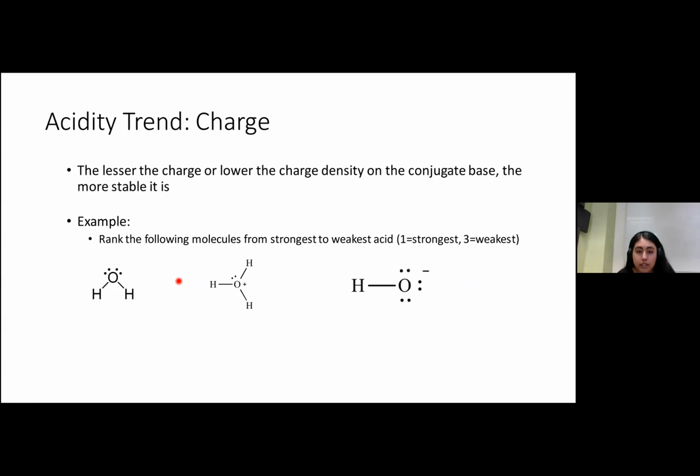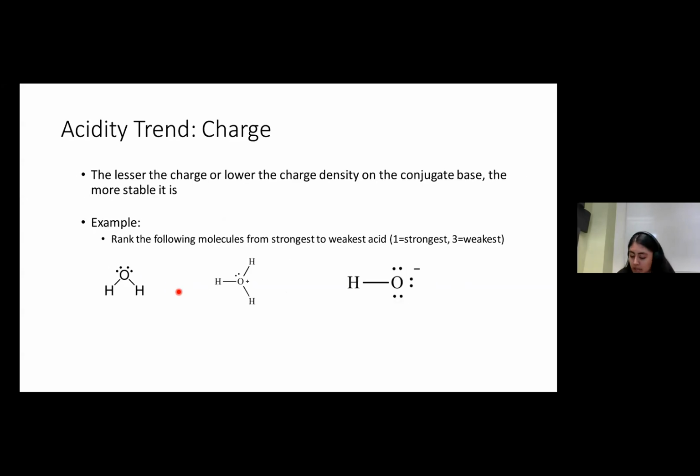So let's first look at charge and how charge affects the stability of the conjugate and how that affects acidity. The lesser the charge that the conjugate has, or in other words, the lower the charge density on that conjugate base, the more stable it is. And just to reiterate, a more stable conjugate equals more acidic or basic. In this case, we're talking about the conjugate base, and it's going to equal a more acidic molecule. I said the same thing, but you know what I mean.